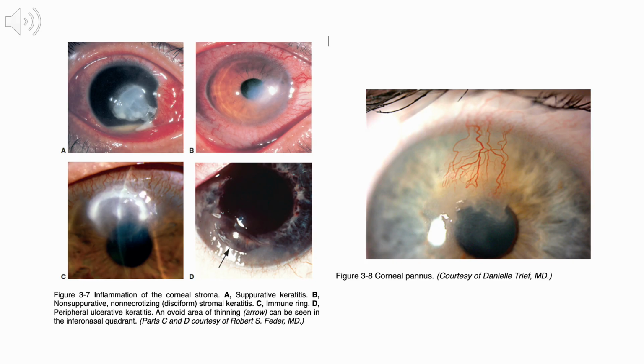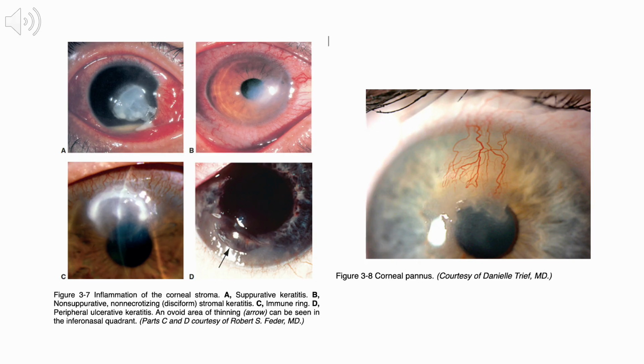In image A, we see suppurative keratitis, characterized by intense inflammation and stromal infiltration, often with an overlying epithelial defect and a hypopyon. Image B displays non-suppurative, non-necrotizing stromal keratitis, also called disciform keratitis. This is typically immune-mediated, with stromal edema and minimal infiltrate.